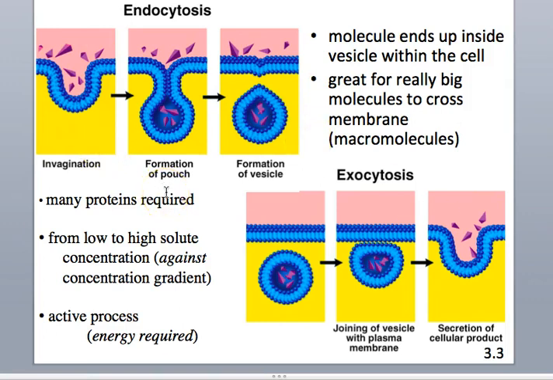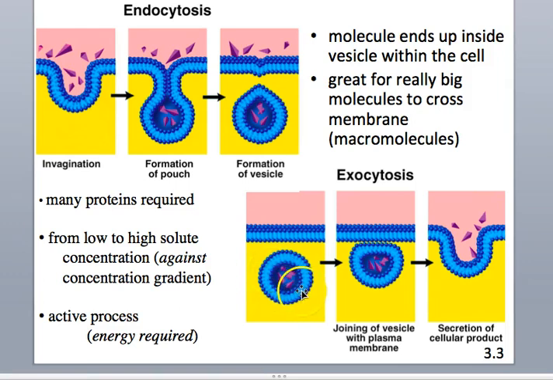This takes a lot of energy. Because it's moving from low to high concentration, so it's moving against that gradient, you know it has to have a bunch of energy. And the opposite of this is when you have stuff that was made in the cell, and then you want to release it into this extracellular environment, so you just get the exact opposite process.